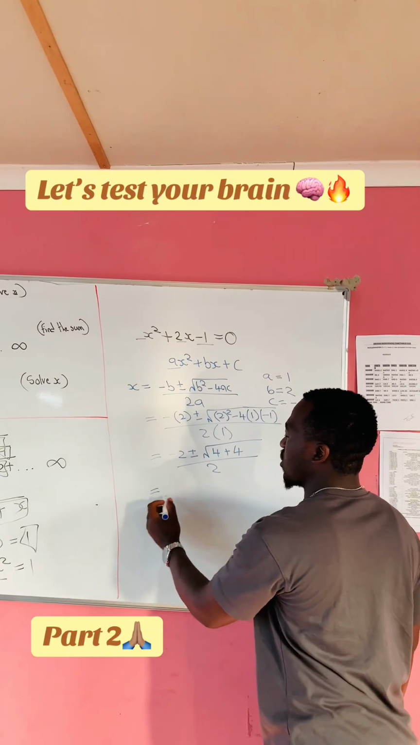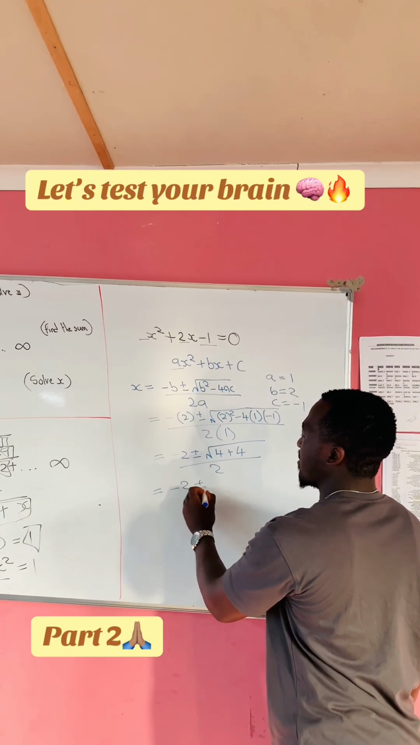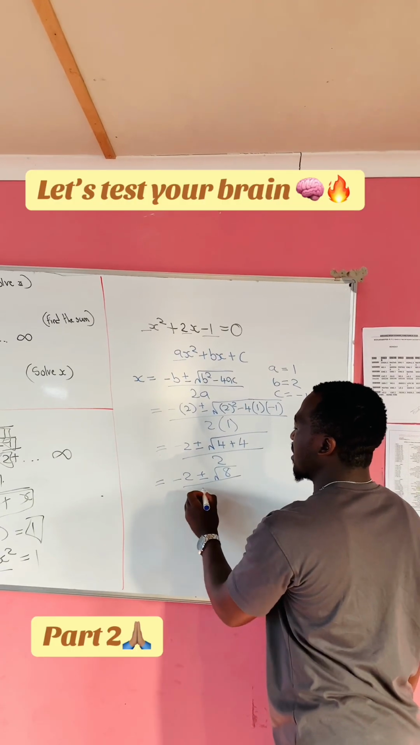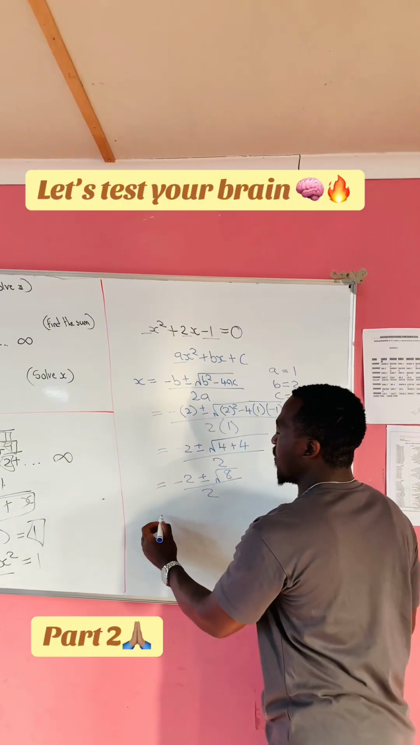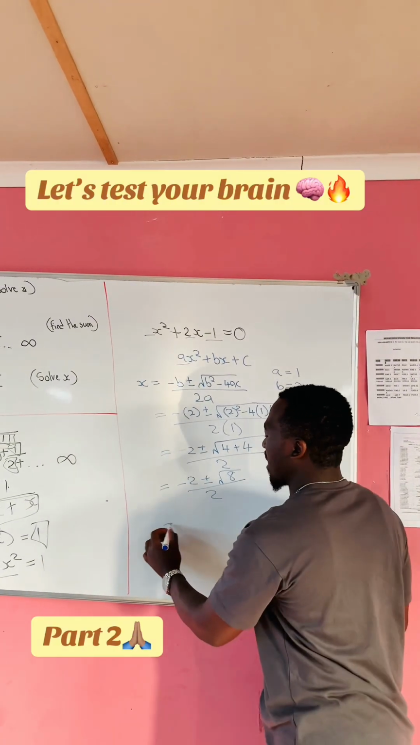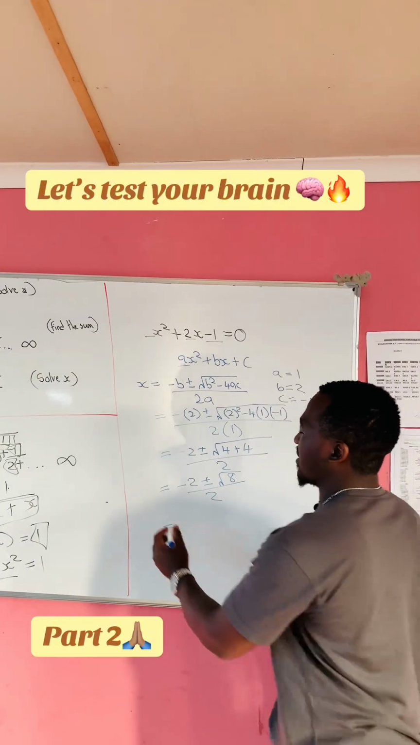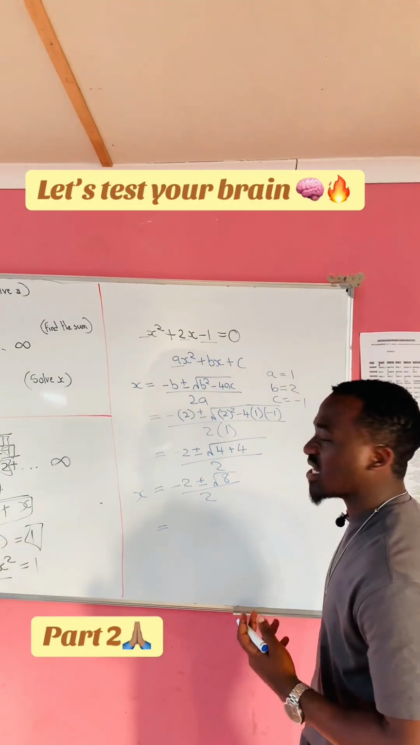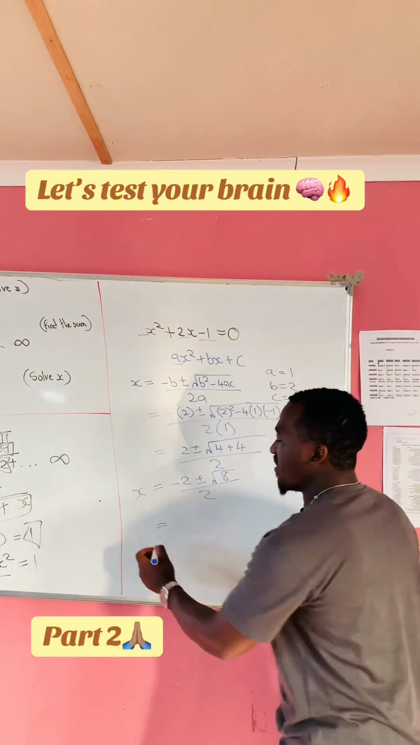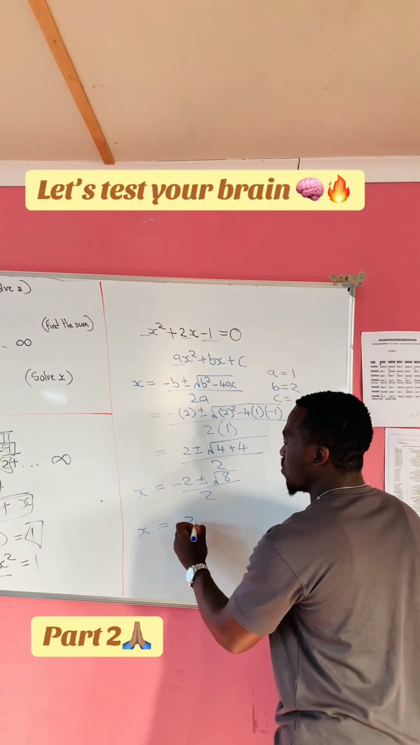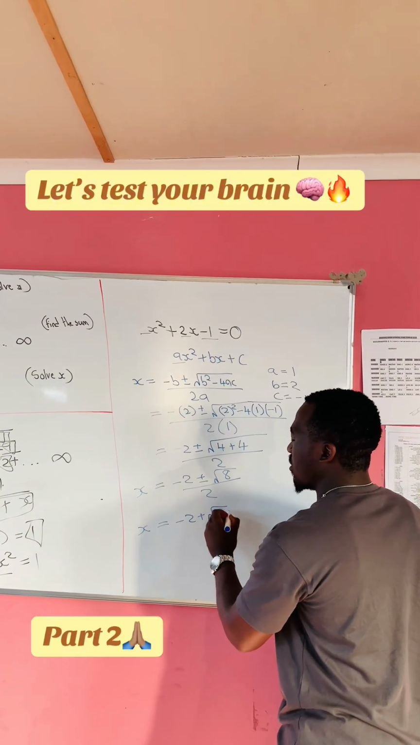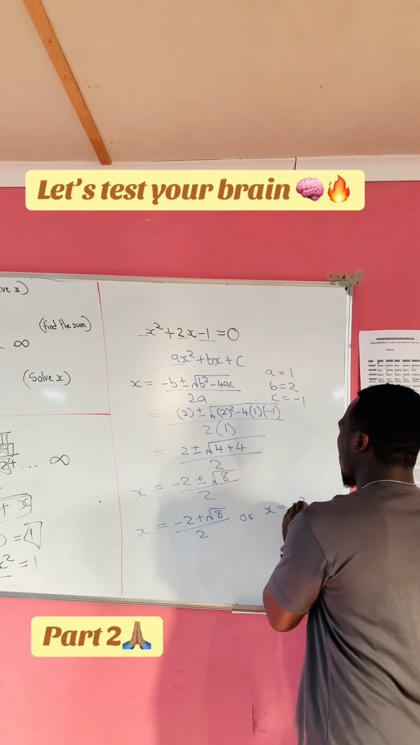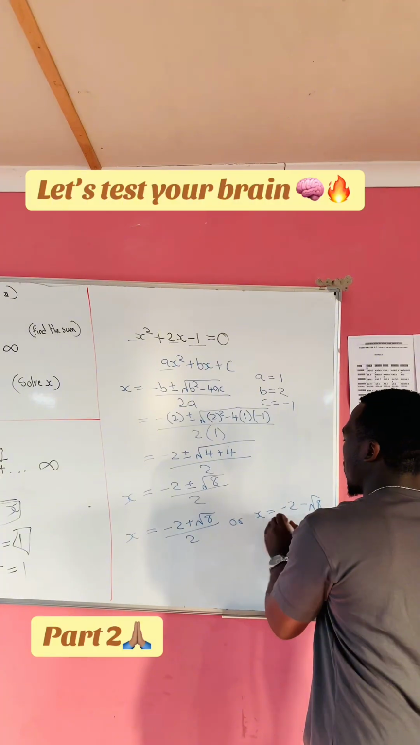So this is simply going to be negative 2 plus or minus the square root of 8 over 2. Understand? So now this is just going to be our answer. Let's not simplify it further that much. So we have x as negative 2 plus or minus square root of 8 over 2. So the first x is simply going to be negative 2 plus square root of 8 over 2, or x is equal to negative 2 minus square root of 8 over 2.